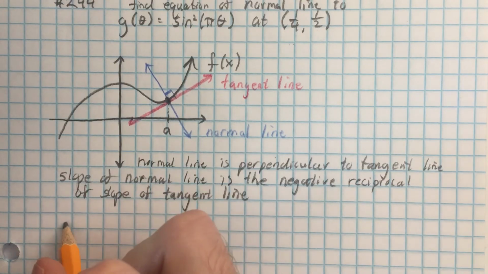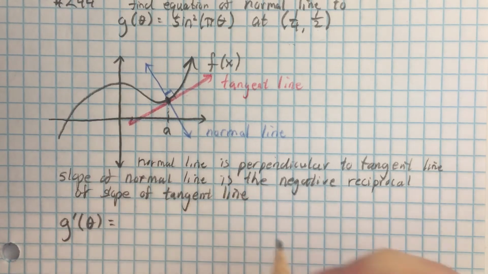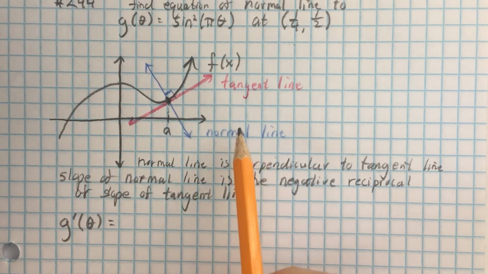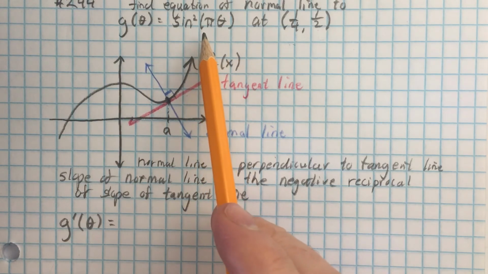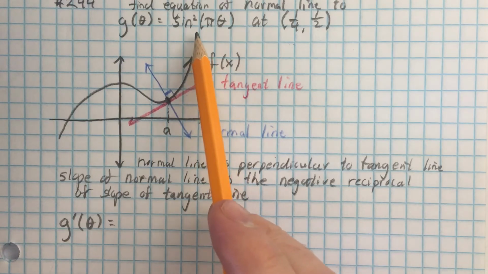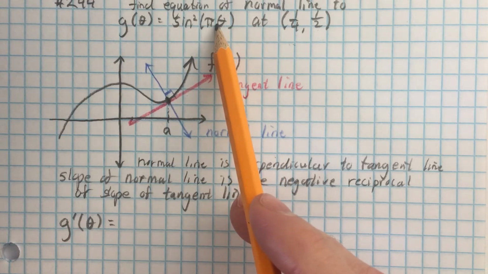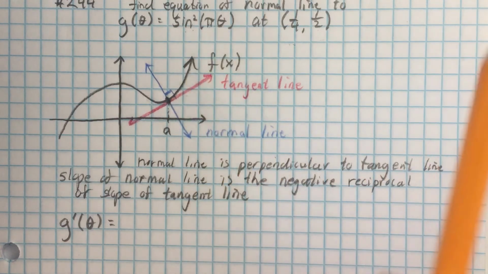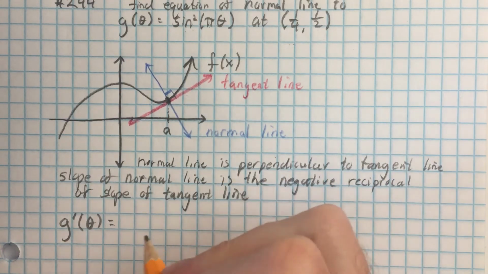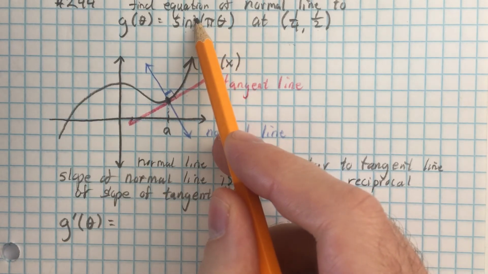so to find g prime of theta, this is another 3 links in this chain. All right, there's 2 connections, 3 links. You've got the most inner thing, which is pi theta. That's being put inside the sine function. And the sine function is being put inside the squaring function. So the squaring function is most outer. Since the squaring function is most outer, the derivative encounters it first. Right?